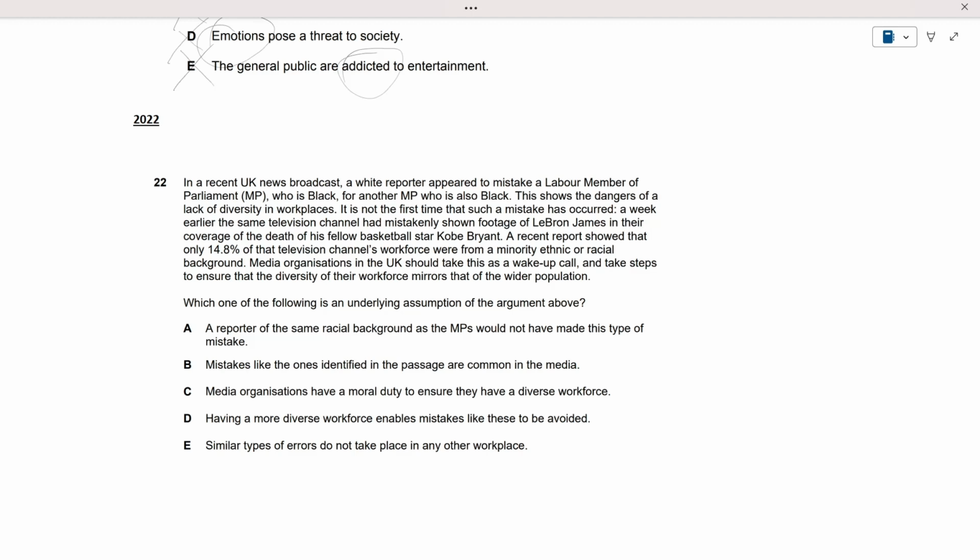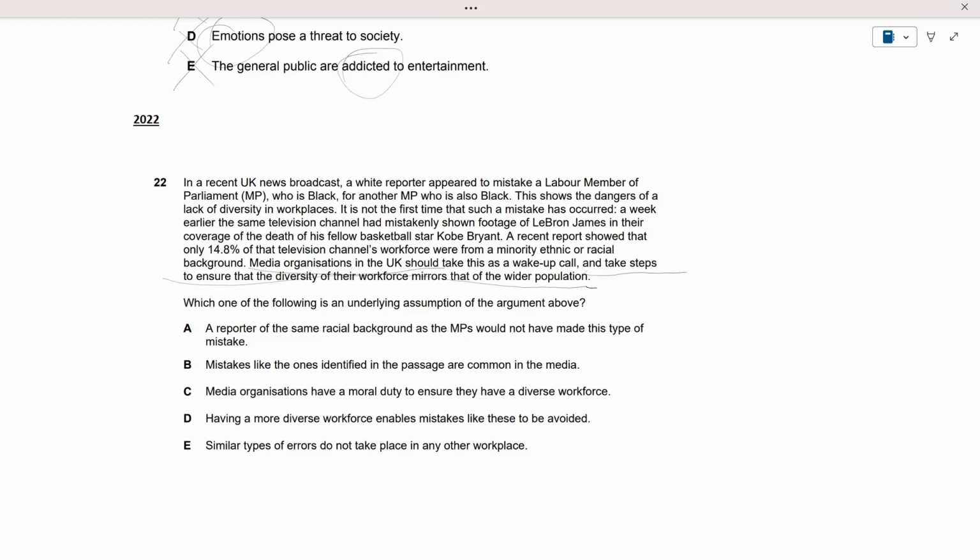A recent report showed that only 40.8% of television channels' workforce were from a minority ethnic or racial background. Media organisations in the UK should take this as a wake-up call and take steps to ensure that the diversity of the workforce mirrors that of the wider population. You should really be able to find the assumption here without even looking at the options, but the conclusion anyway is media organisations in the UK should take steps to ensure that the diversity of the workforce mirrors that of the wider population. Let's see what the assumption is.